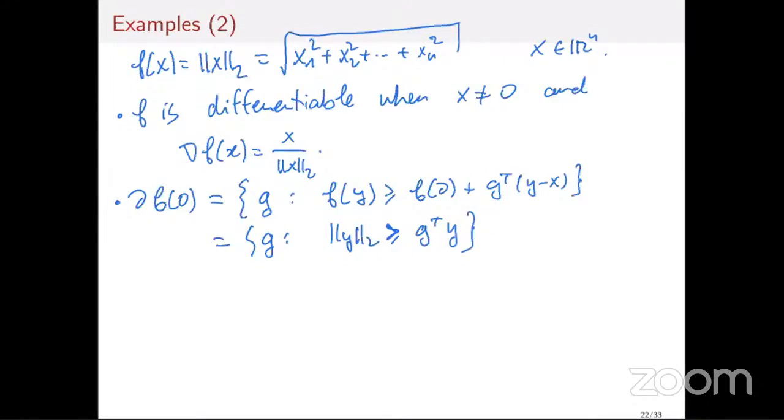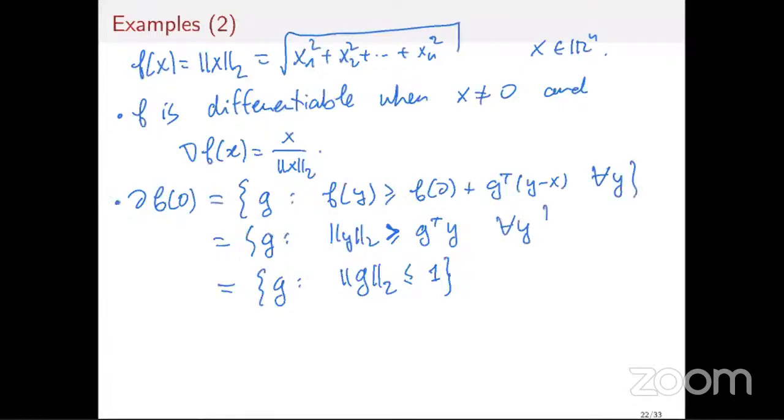And so the set of vectors g is such that g transpose y is less than the norm of y. It is a simple exercise to see that this is exactly the set of g such that the norm of g is less than 1. I should have written here that this has to be true for all y. You can show that this is true by an application of Cauchy-Schwarz.